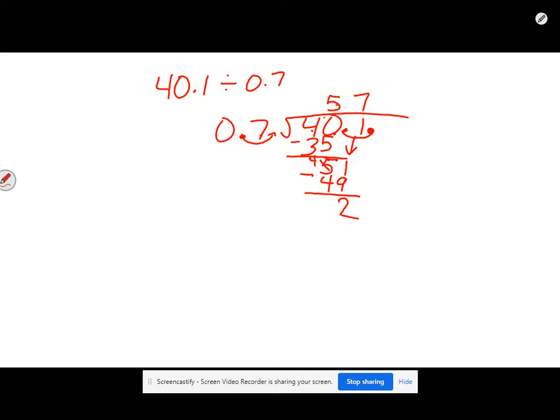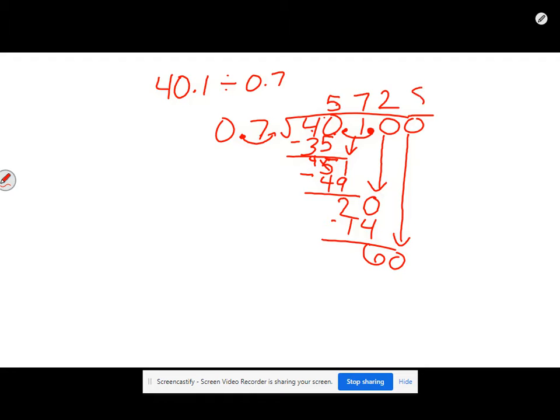51 minus 49 is 2. We don't want to say remainder 2. We want to work with our decimals. So our decimal point is right here. We're going to put a 0 on there, because all of those decimals, when there's not a number, are going to be zeros. So then we're going to bring our 0 down. How many times does 7 go into 20? 2 times. Put another 0 on. How many times does 7 go into 60? Put the decimal up. Oh, I didn't forget.